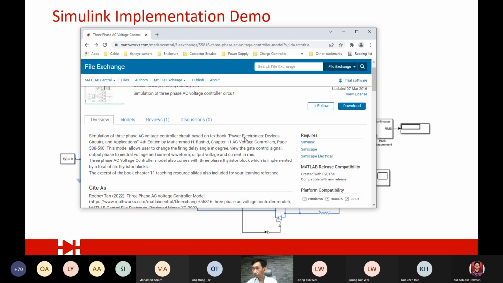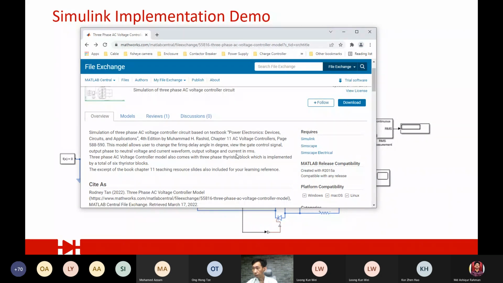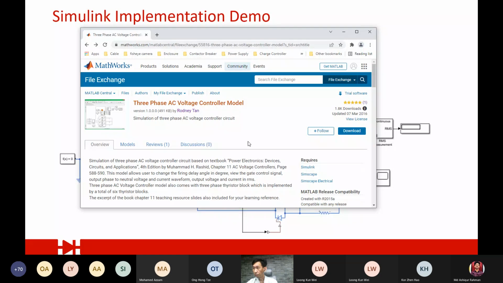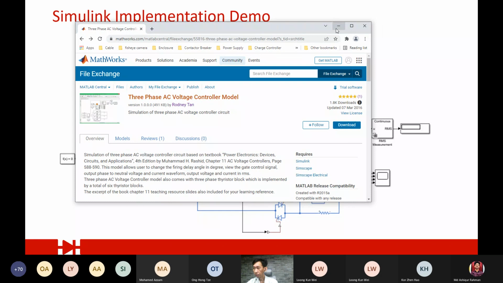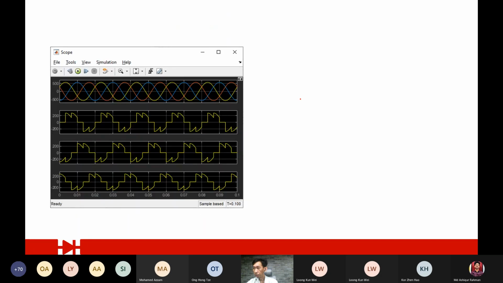So hopefully you all can download and have a look at it. It should produce the same output as this one.